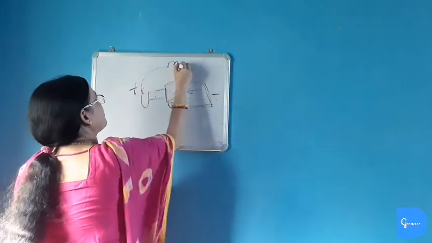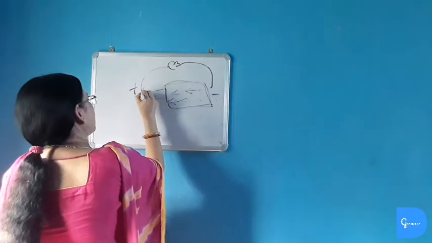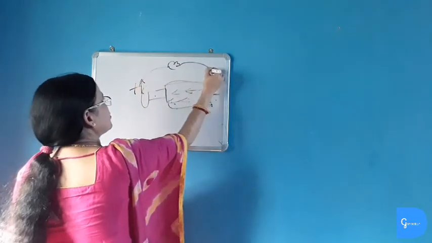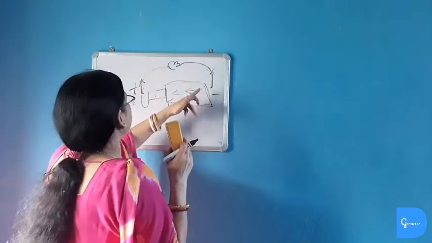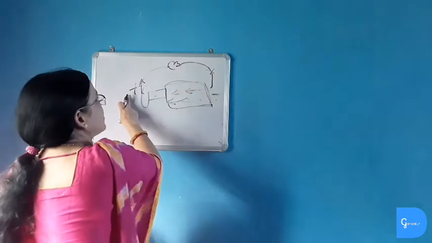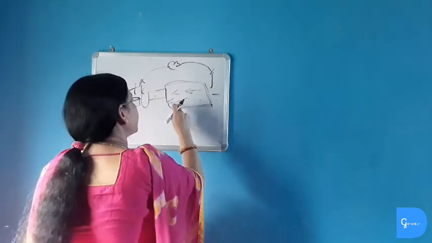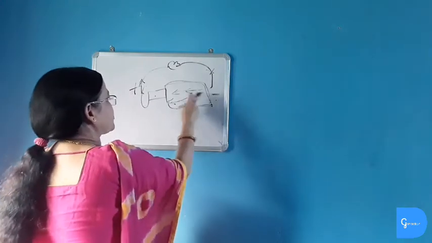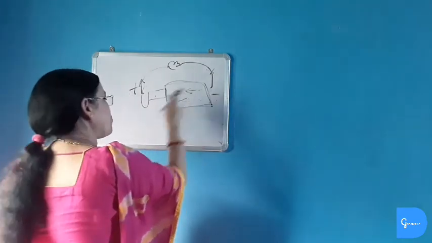When it is connected with a bulb, then the electric current is flowing from positive terminal to negative terminal. So the conventional current outside the circuit is from positive terminal to negative terminal, whereas inside the battery the direction of current is from negative terminal to positive terminal.